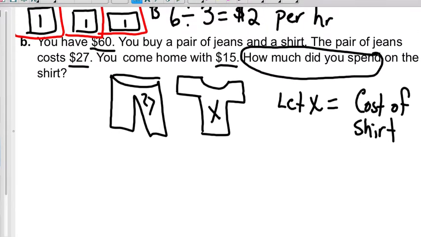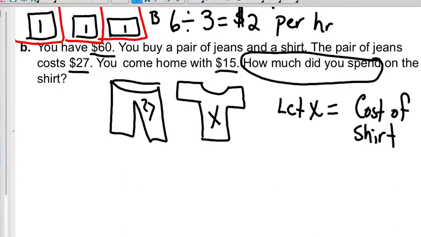Okay, now then, what else do I know? How am I going to figure out what the cost of that shirt was? Chloe, what do you think? 60 minus 27 equals my x, right? Really? I'm not sure it does. That's not going to work. I'm going to erase this, okay? Because I don't want it to equal my x, because that wouldn't give me the cost of my shirt, would it?